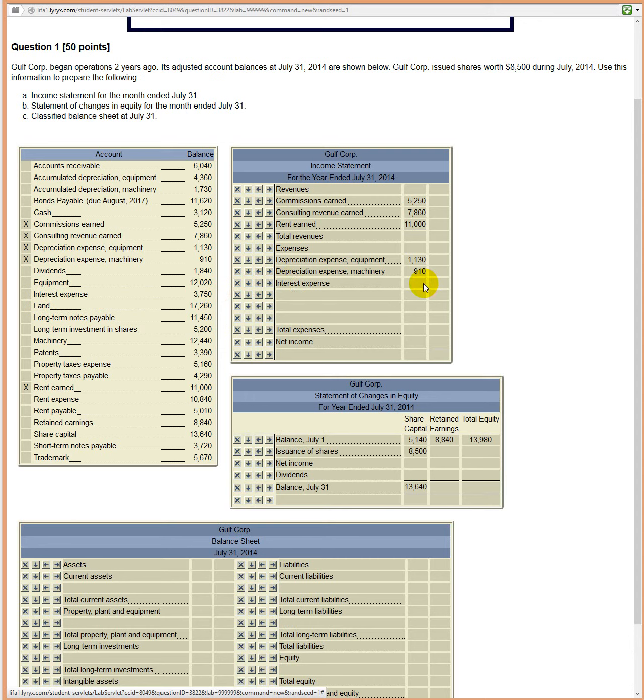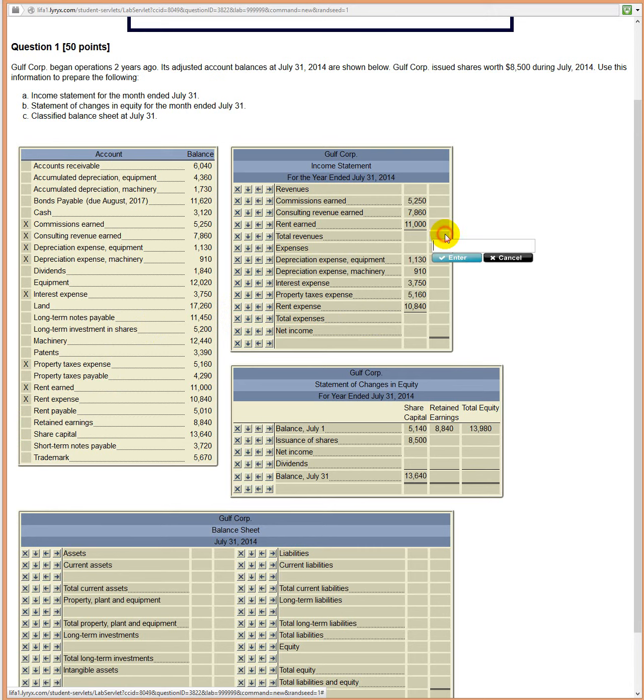for $37.50, and then don't forget to cancel it. And then further down, property taxes expense, and that's $51.60. And rent expense for $10,840. And that looks like all of the items on the income statement.